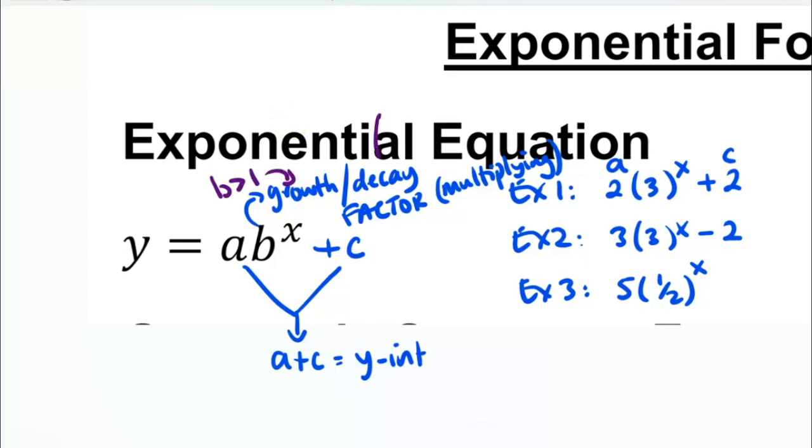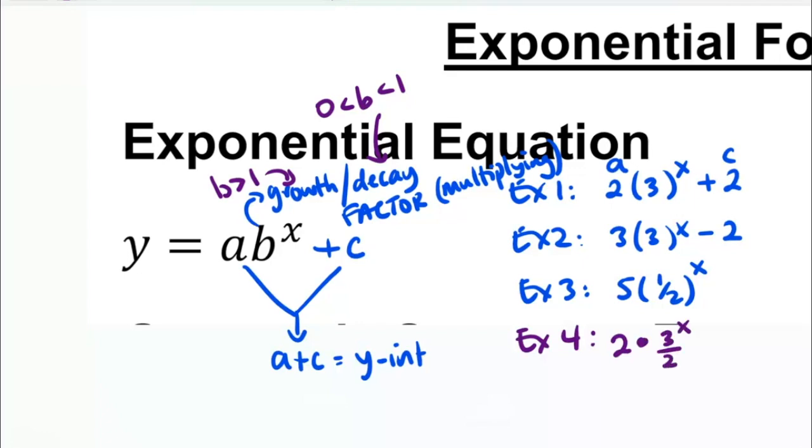How do I know it's decay? If B is between 0 and 1, it is decay. So all you have to do is look at the numbers that are multiplied by the exponent. Sometimes I'm going to do one that is multiplied, not in parentheses, and not a decimal.